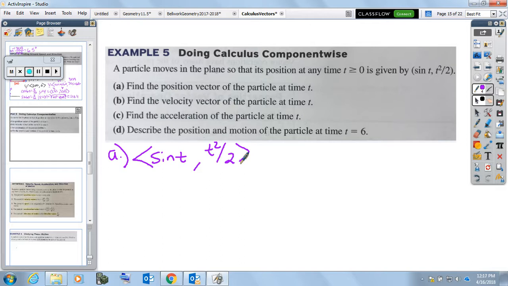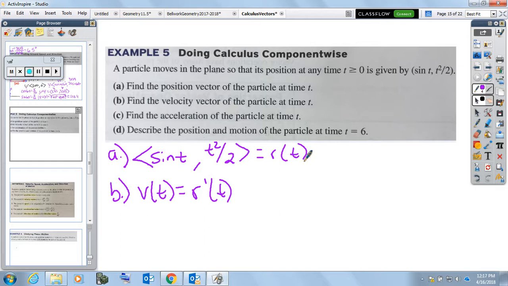And what about part B? Part B says, find the velocity vector of the particle at time t. Well, if velocity is equal to, and we'll call r of t position. I think we used s of t in the past, but you're going to see in the book it uses r of t a lot, so I want to keep it consistent. So the velocity is r prime of t.